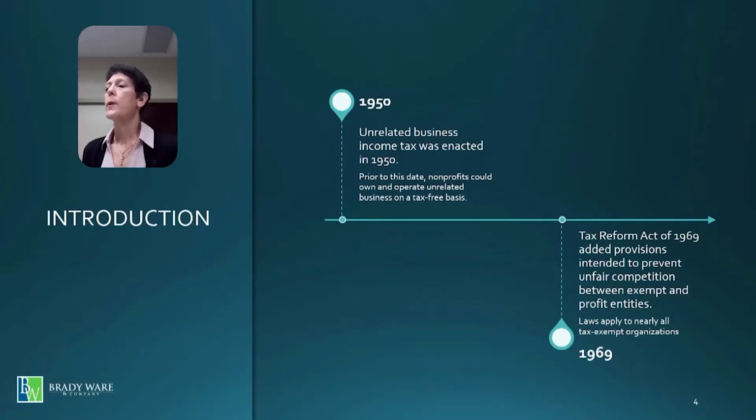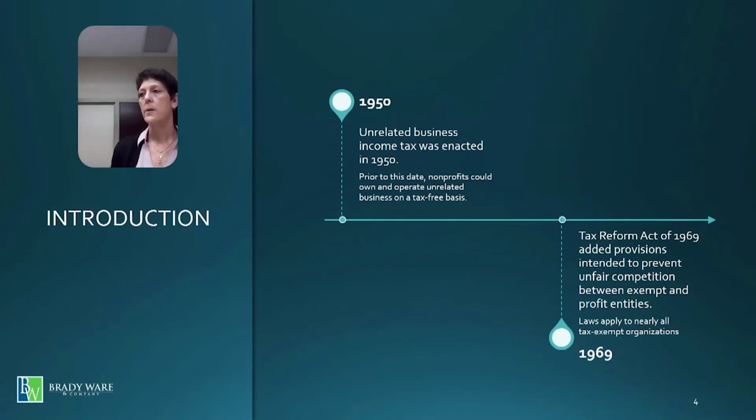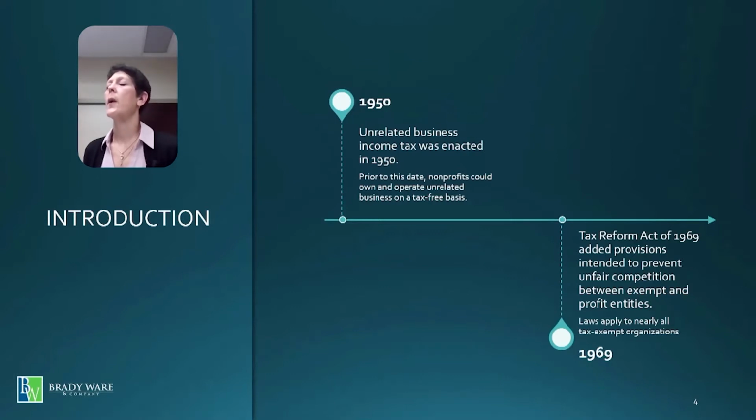In 1950, the IRS determined that nonprofit organizations were generating business income and it was tax-free to them. And so they thought that was unfair, that nonprofit organizations were not being taxed on any type of income. So they instituted and started defining what unrelated business income was going to look like.